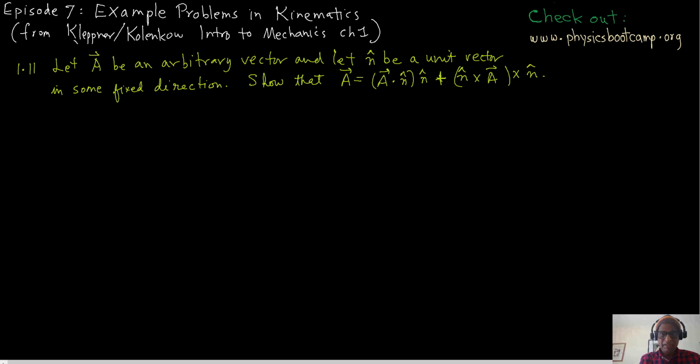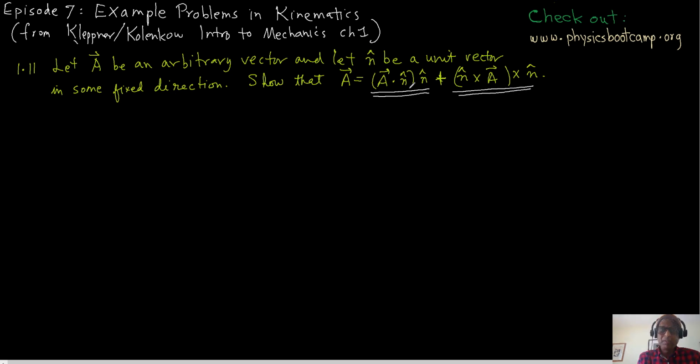First I'll look at this part. We have a vector, and this part is another vector parallel to n hat, because it's some number times n hat. If this number is positive, it's in the direction of n hat. If it's negative, it's in the opposite direction. And this other vector must be perpendicular to n hat.